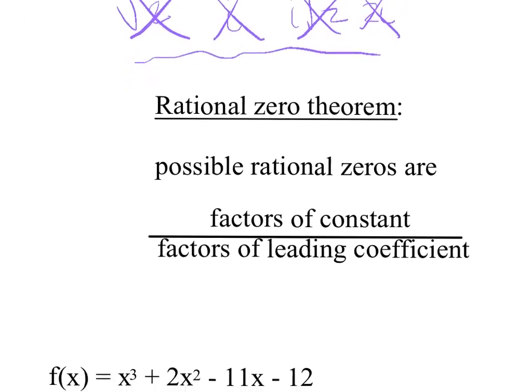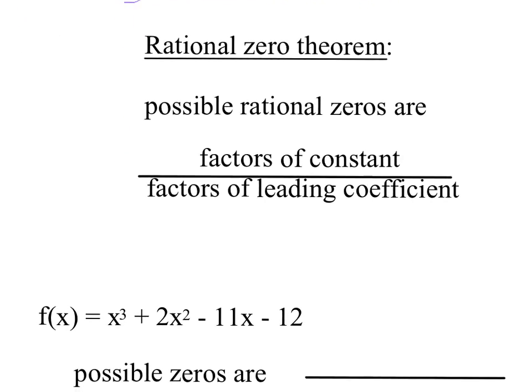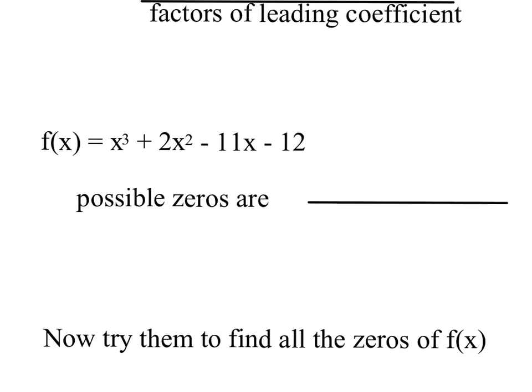So here's what the rational zeros theorem is, and you should write this down in your notes. This is really important. So possible rational zeros are going to be found by making this fraction. In this fraction, on the very top are going to be the factors of the constant. That's this number right here, your constant number, the number without the x. And on the bottom is going to be the factors of your leading coefficient. That's the number in front of your biggest exponent. So in this case, it would be a 1.